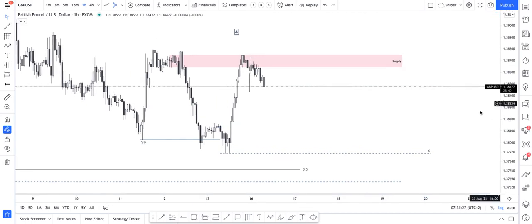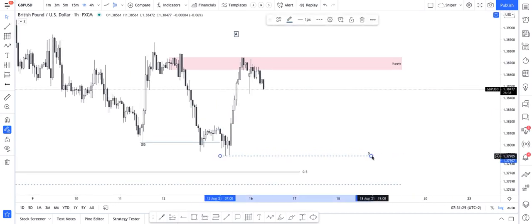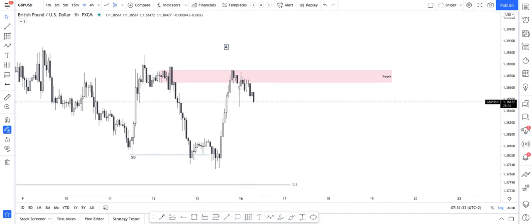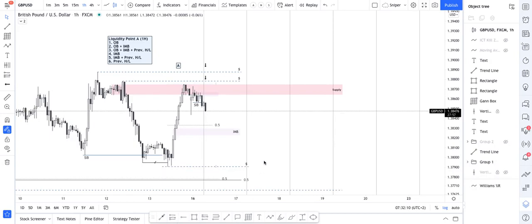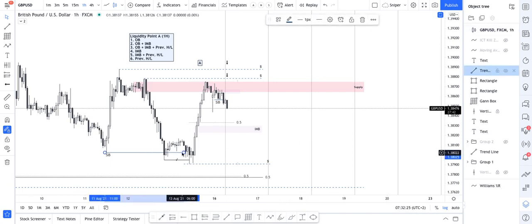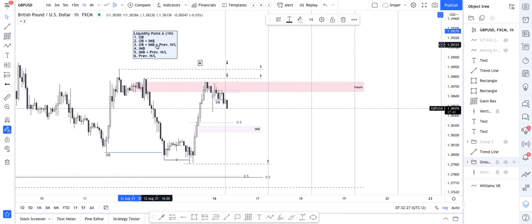So I'm just going to quickly, we have this level over here. Just going to quickly turn on the 1 hour goodies. Okay, so here we have the 1 hour chart and we have our days marked out. We have our most recent liquidity points marked out. We have our imbalances marked out and everything to that degree. So this is the source.